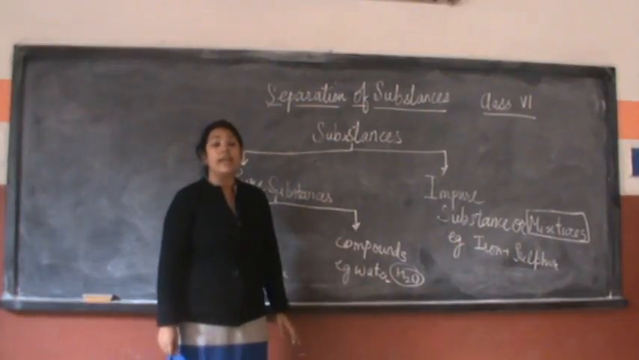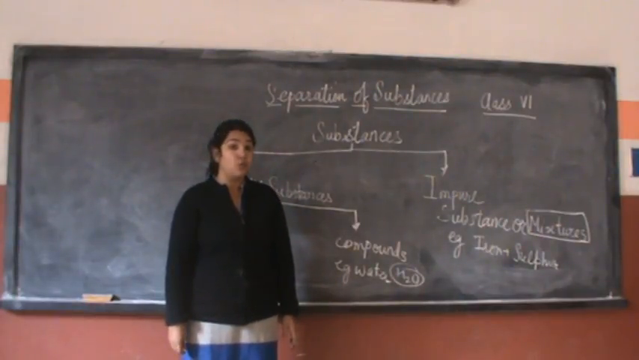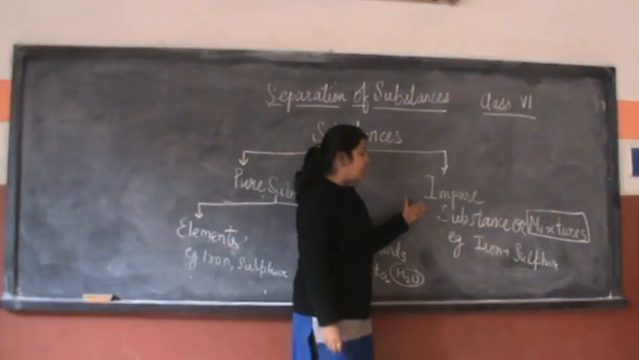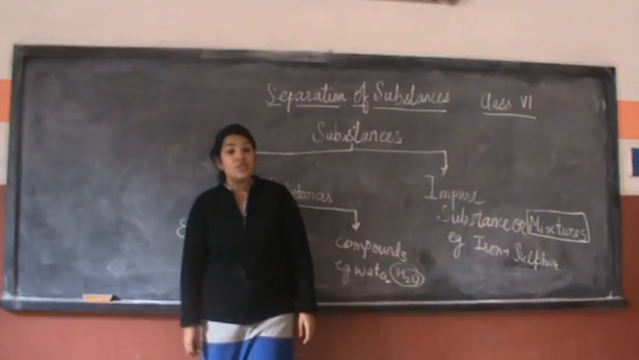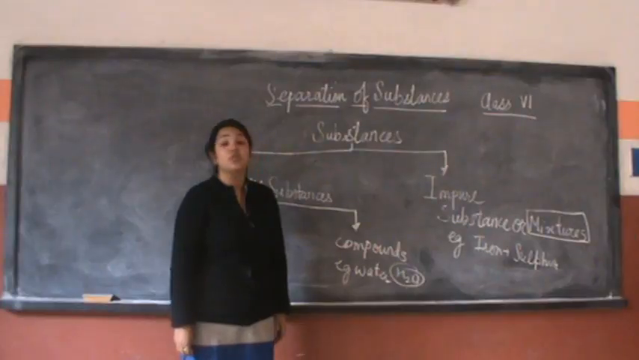These molecules are held together by chemical bonds, and it becomes very difficult to break those chemical bonds and requires a lot of energy. In the impure substances, we have homogeneous and heterogeneous mixtures, and this chapter is going to deal with all the separation techniques of these mixtures only.